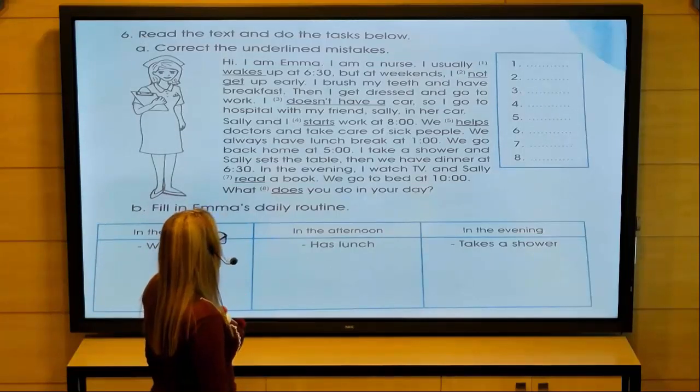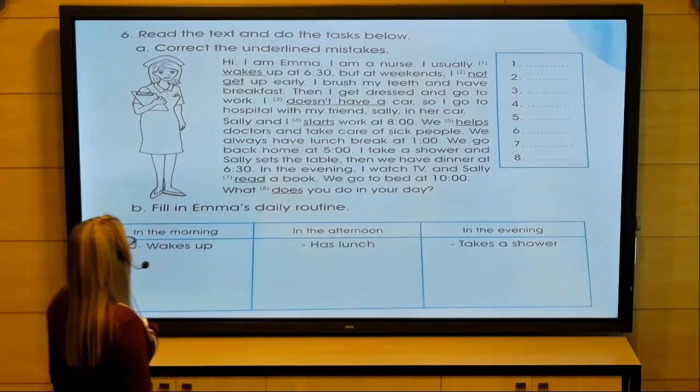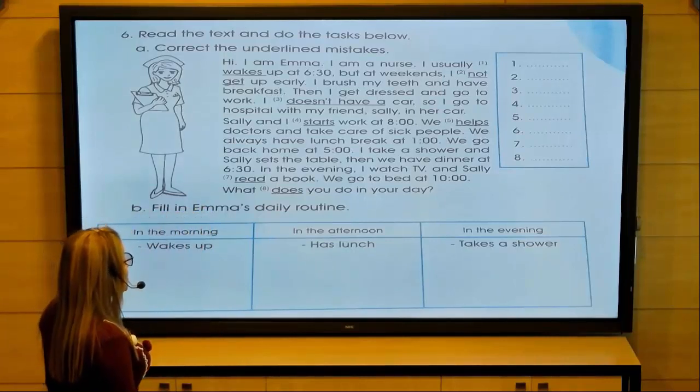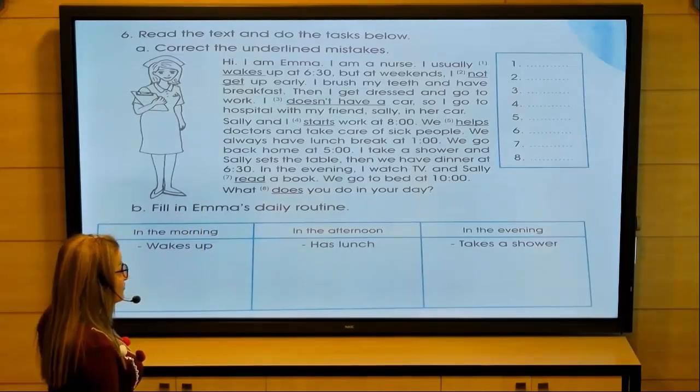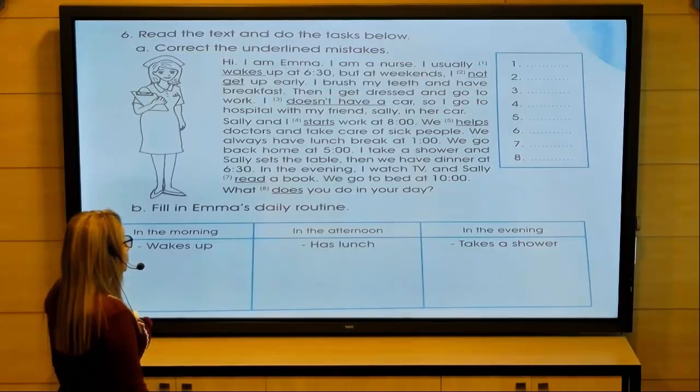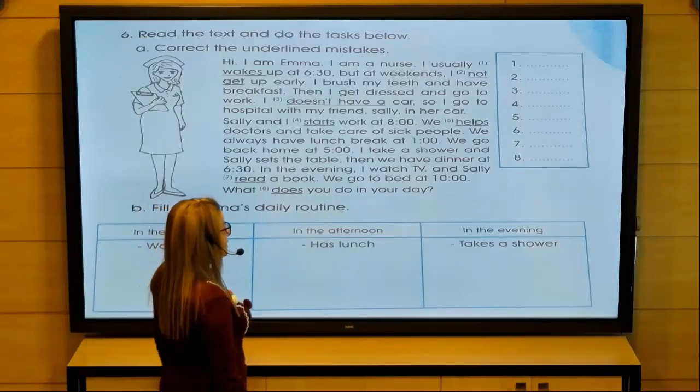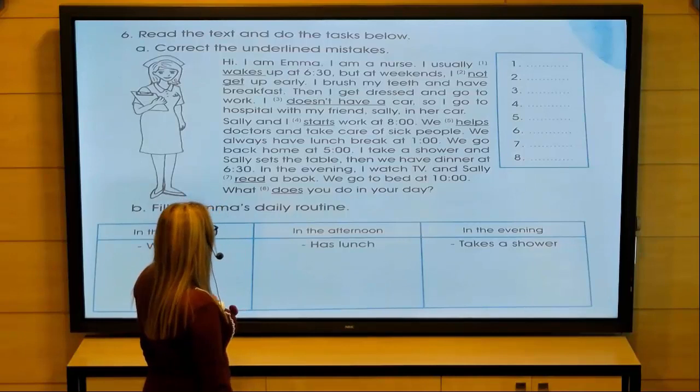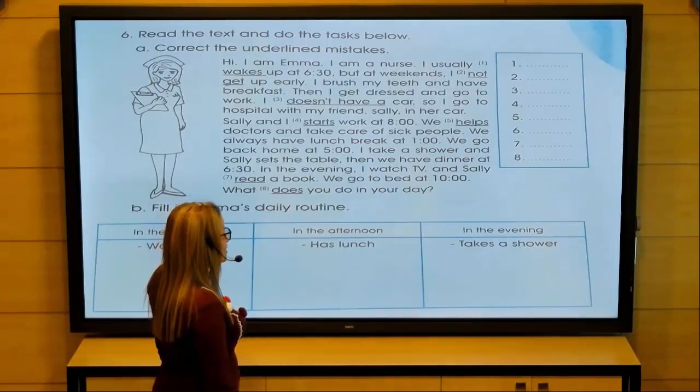I take a shower and Sally sits at the table. Then we have dinner at 6:30. In the evening, I watch TV and Sally read a book. We go to bed at 10. At 10 o'clock, what does you do in your day?